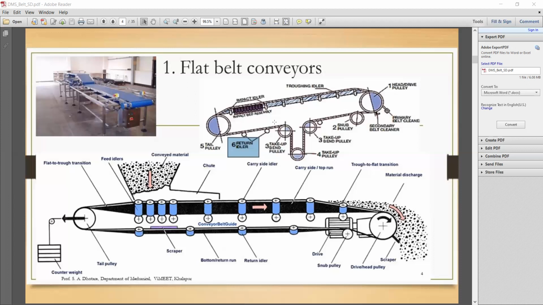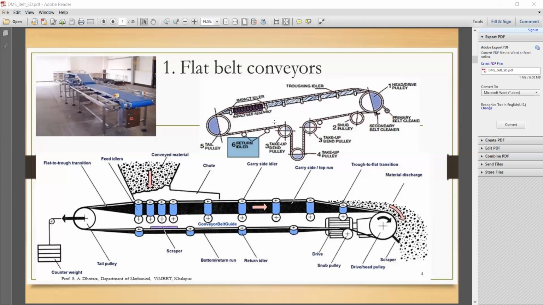Because of low frictional characteristics, the belt conveyor requires low power for operation. Then the flat belt conveyors are light in weight and have a very simple construction, which we are looking at. Also, as it has very low friction, and because of the simple construction the number of parts is also less, the maintenance required for the flat belt conveyor is very low.